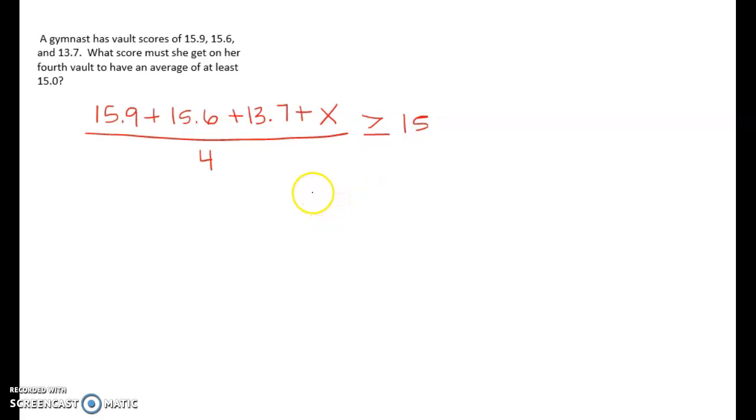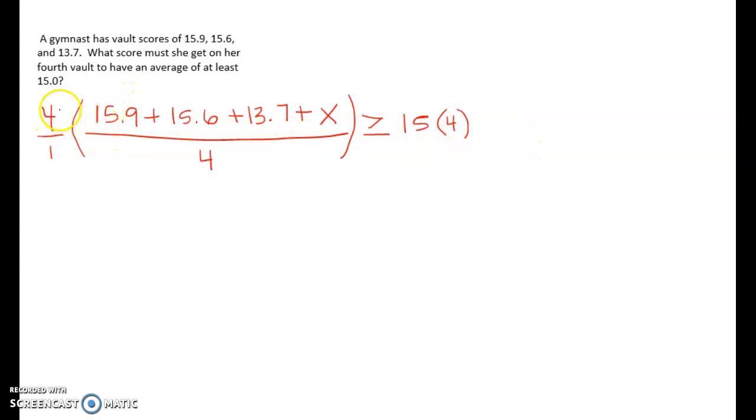All right, now that we're at this point, we need to solve. So we've got our average over here. We know the average has to be at least 15. So let's first get rid of this 4. Let's multiply both sides by 4. So we'll do 4 over 1 here. We'll do 4 over here.